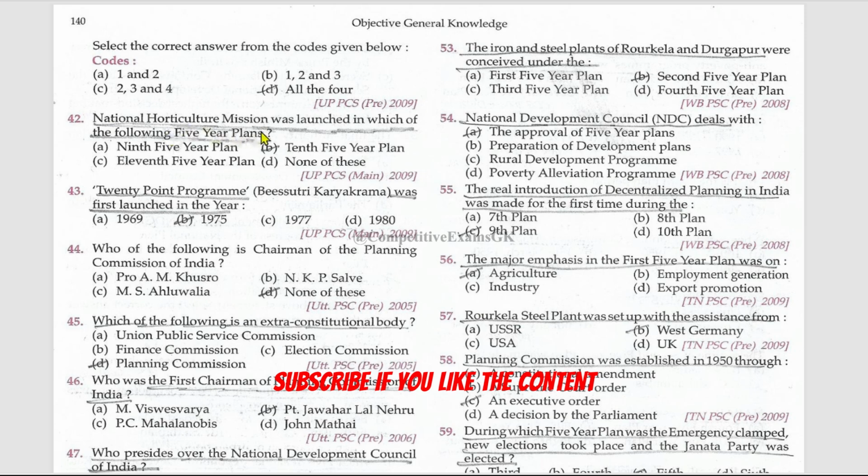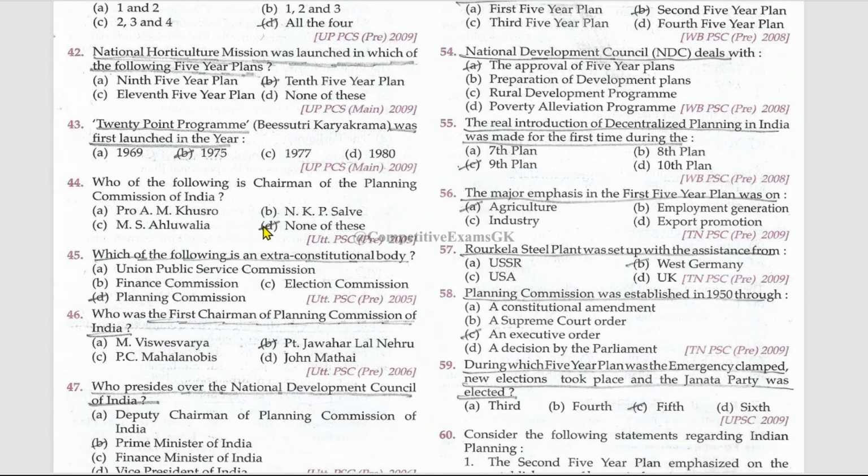National Horticulture Mission was launched in which year of the five-year plans? Okay, 10th five-year plan. The 20-point program was first launched in the year 1975. Who of the following is chairman of the Planning Commission of India? Actually, the chairman of the Planning Commission of India is the Prime Minister of India.